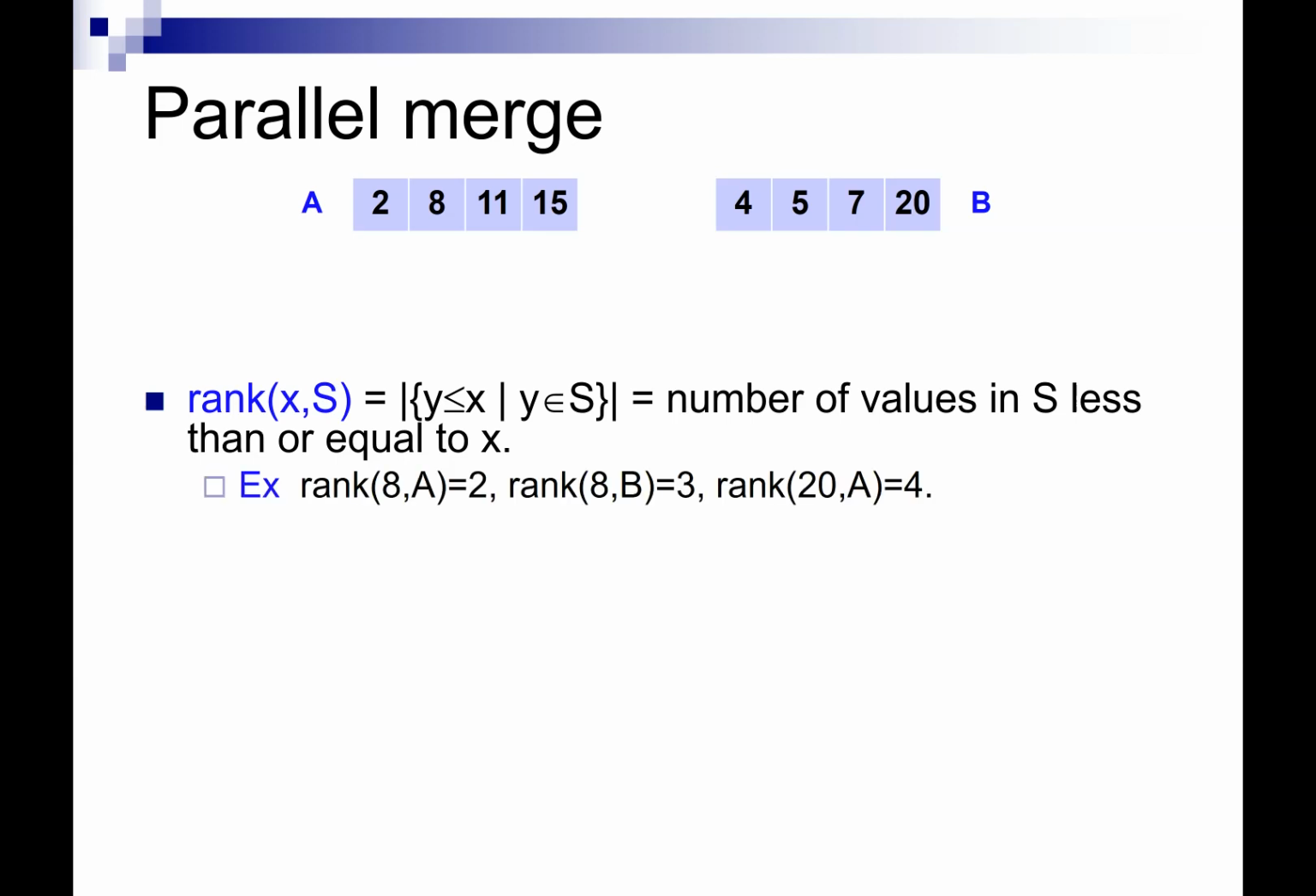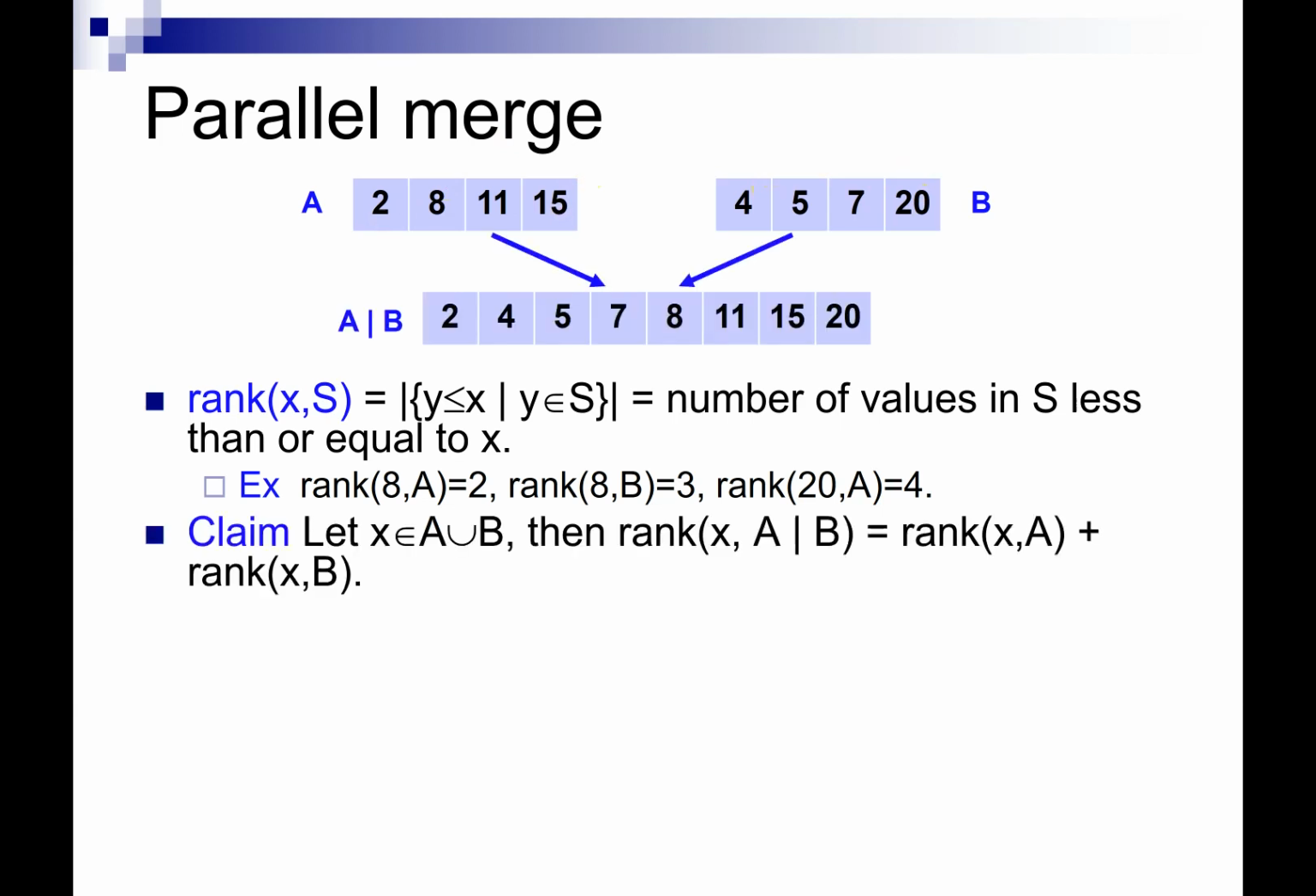So for example, if you take this 8 here, then the rank of 8 in A is going to be 2, because there are two values less than or equal to this guy. If you take 8 and compute the rank in B, there are 3 values less than or equal to 8, and so its rank is 3. Likewise, the rank of 20 in A is going to be 4, because there are 4 values less than 20.